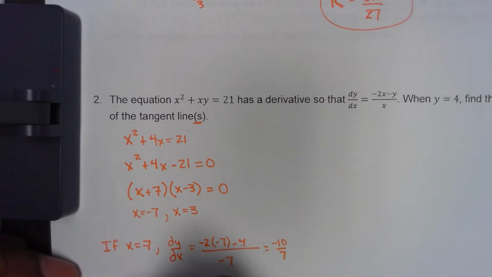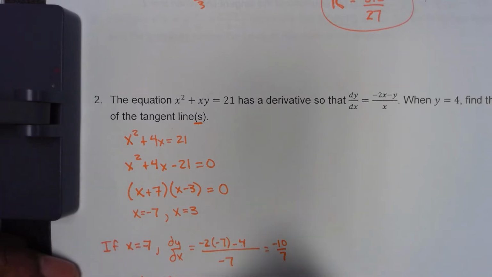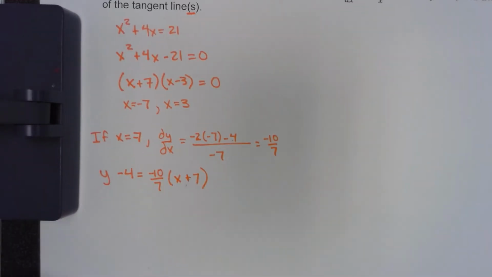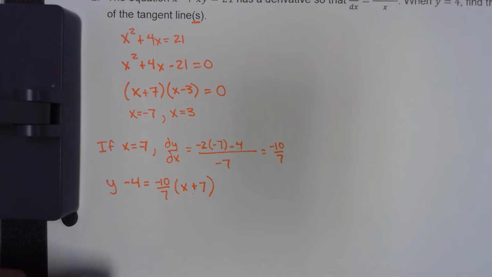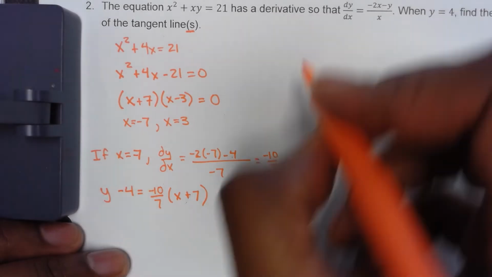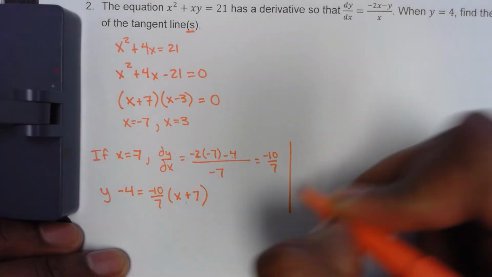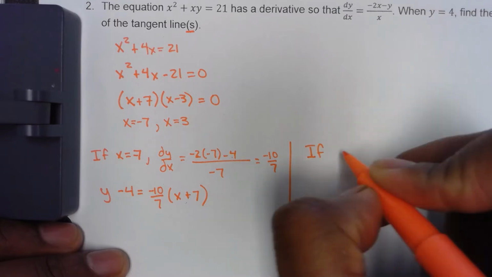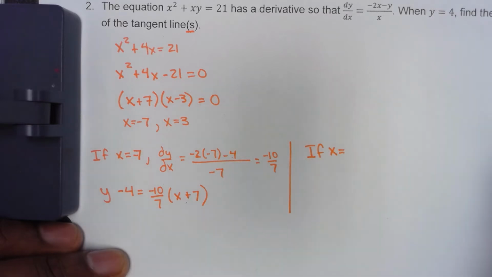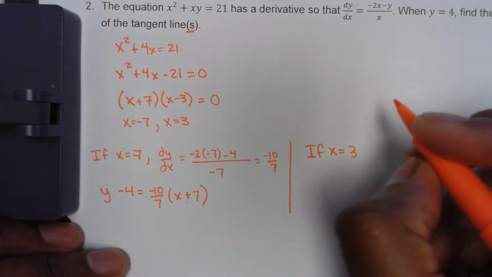And we get a tangent line that is y minus 4 equals negative 10 over 7 times x minus negative 7, so x plus 7. Oh, can't see that. There you go. Excuse me. So then the other version is if x equals 3.